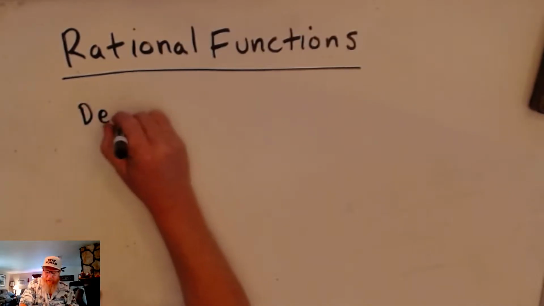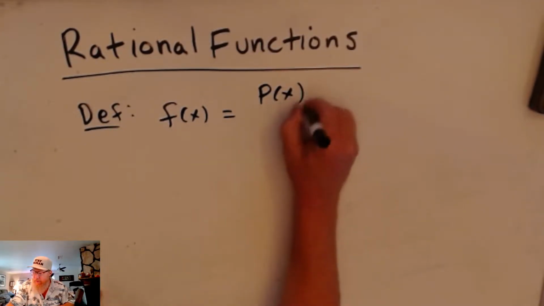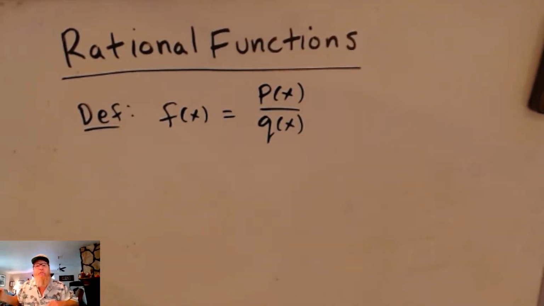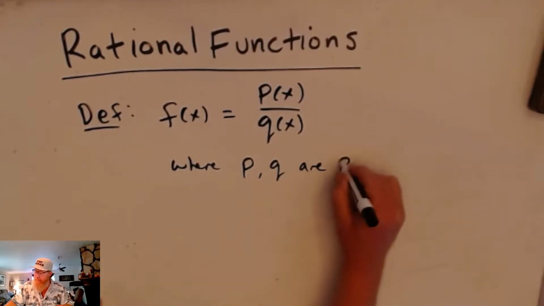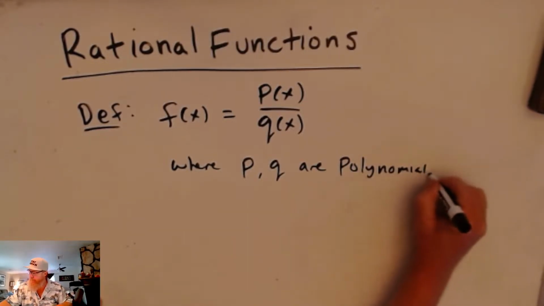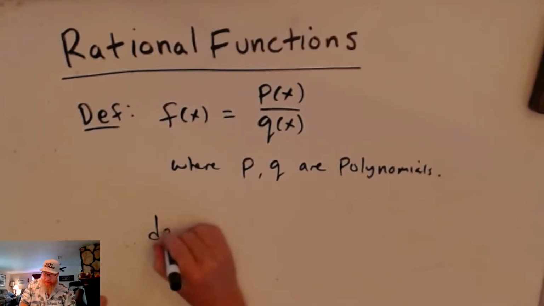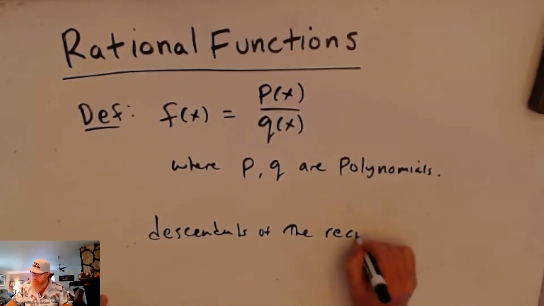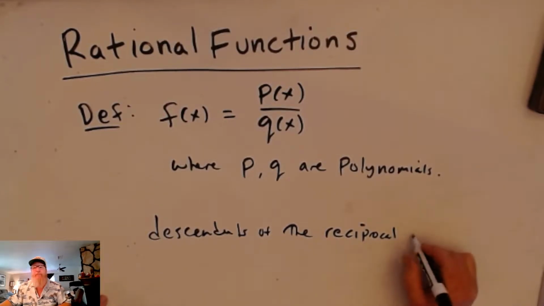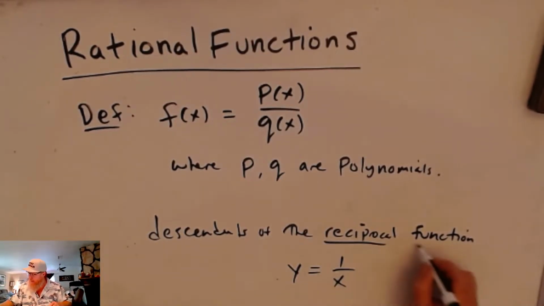So a rational function is defined as a function that is the ratio of two polynomials. So P and Q are polynomials. Most of these graphs are descended from the reciprocal function that we learned previously. Remember, the reciprocal function was 1 over x.